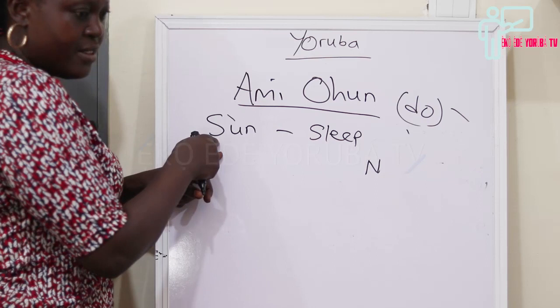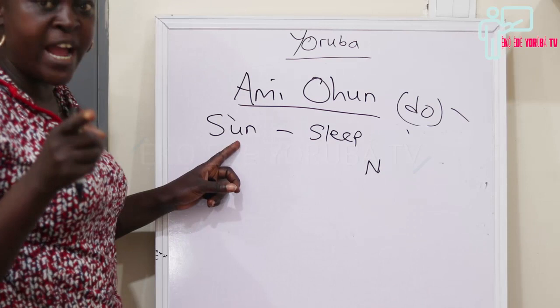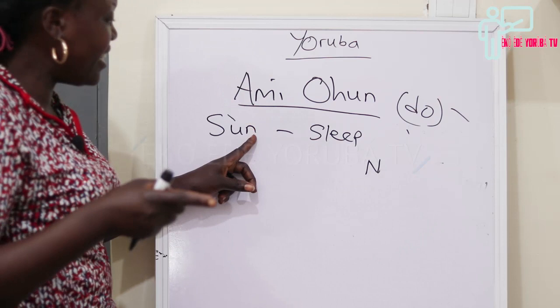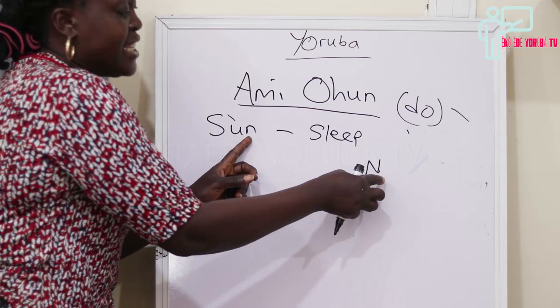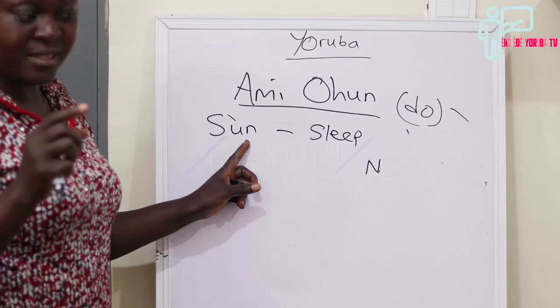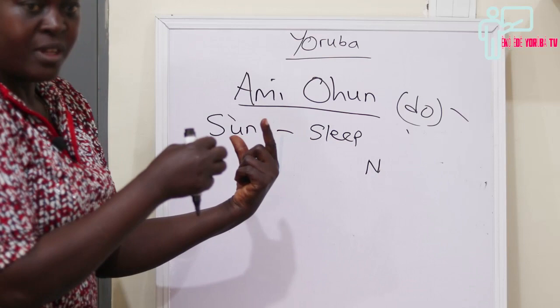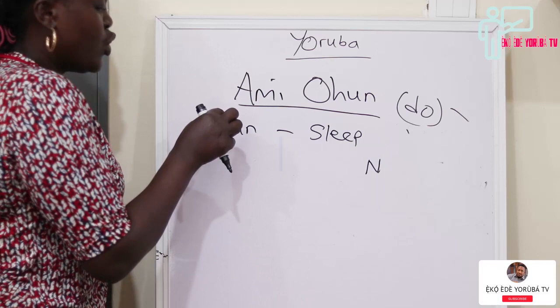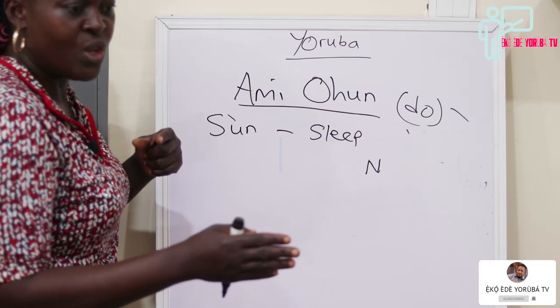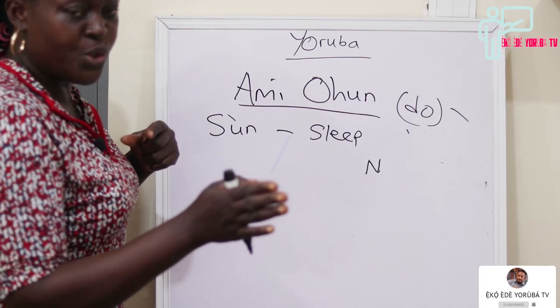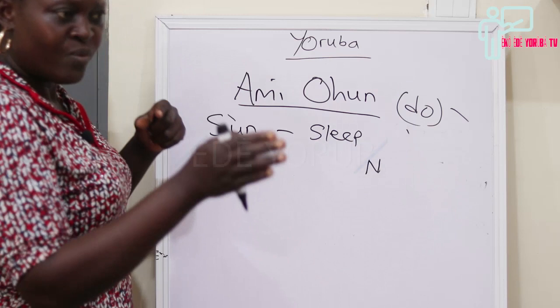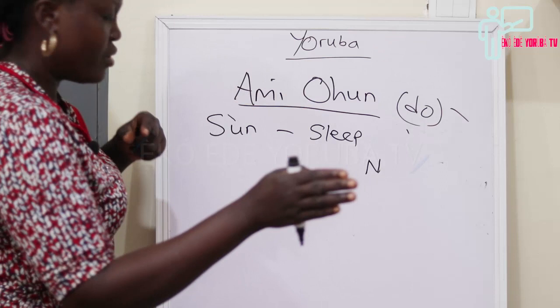Now, S is a consonant letter. U is a vowel letter that we call Faweli. N is a consonant letter. But don't forget, I told you that it's only this one that carries sounds, when it gets separated. That is when we are going to put it. But now we are putting soon, sleep. Say soon, sleep, soon, do, soon. You can see now.